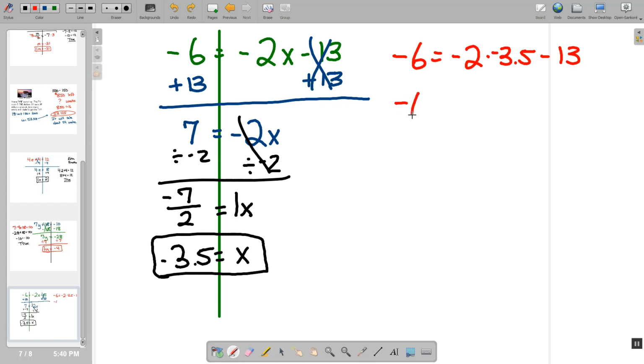So we have negative 6 equals negative 2 times negative 3 1/2, which is going to be positive 7 because negative times a negative is a positive. Positive 7 minus 13 is negative 6, which does equal negative 6. We get a true statement, and therefore our answer is still correct.